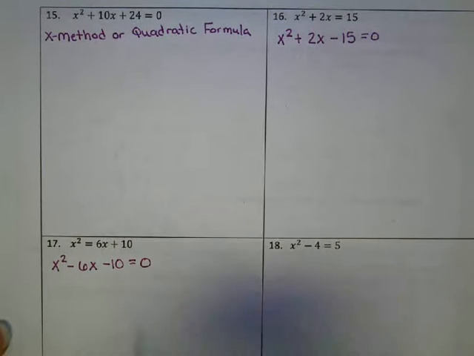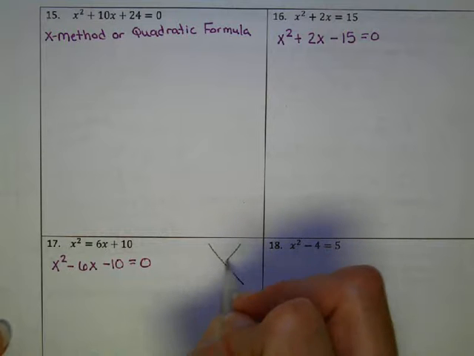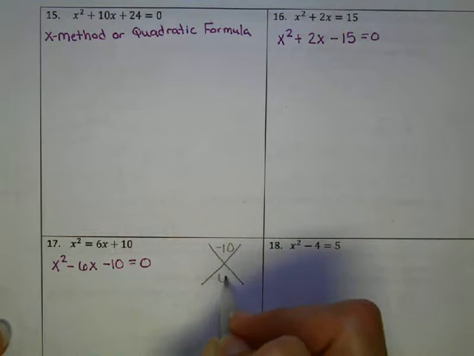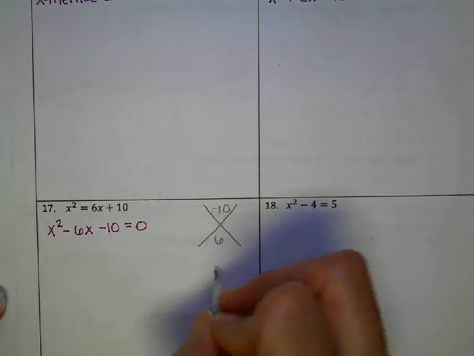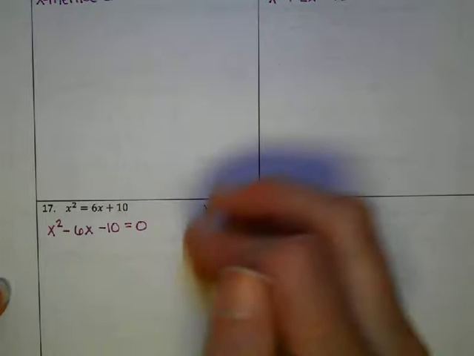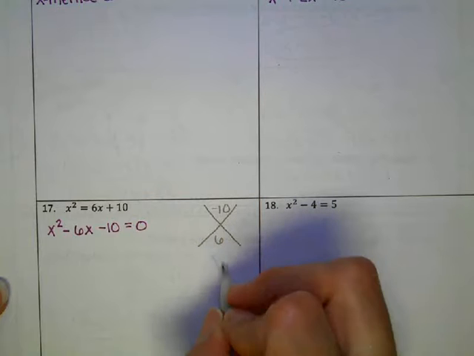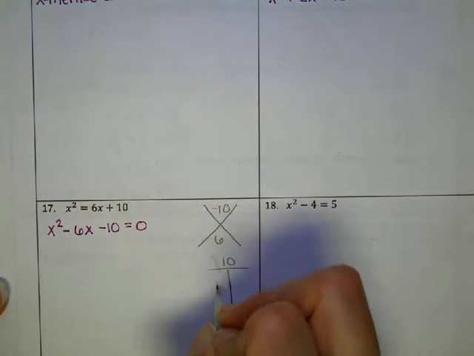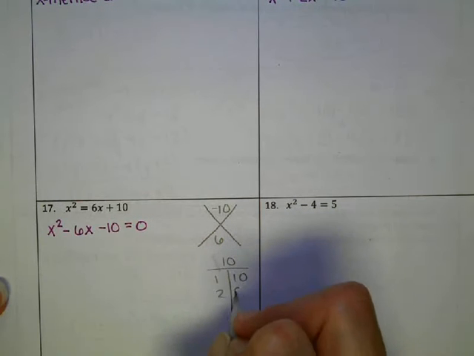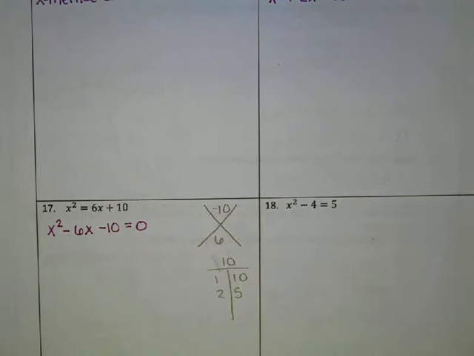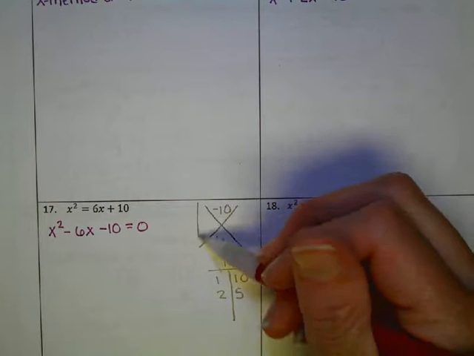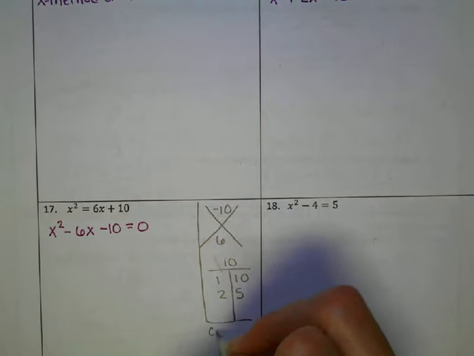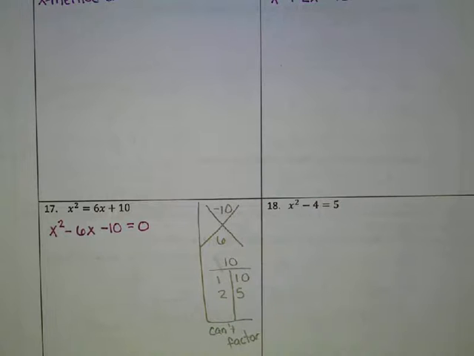So I want to show you why this one, you go and put negative 10 here and 6 here. And you think about, okay, what are the factors of 10? You have 1 times 10 or 2 times 5. There's no way that either one of those factors can add up to a 6 or subtract to a 6. So this one can't be factored. If it can't factor, then you have to use the quadratic formula.